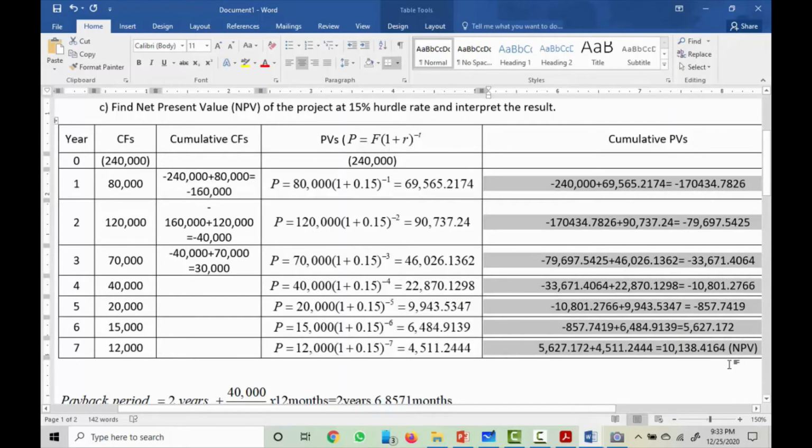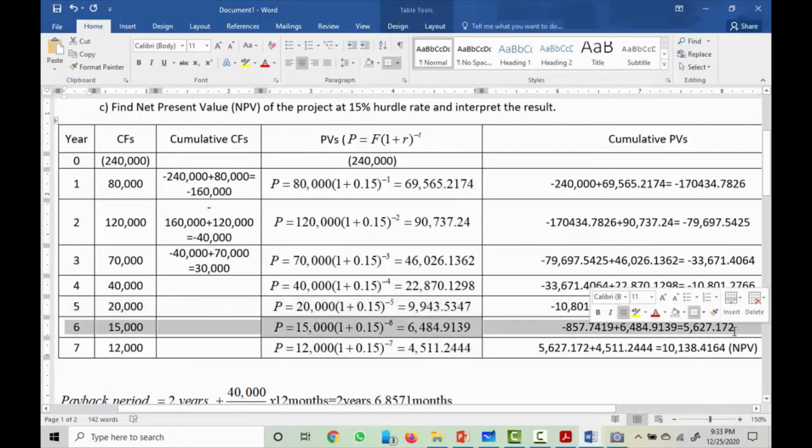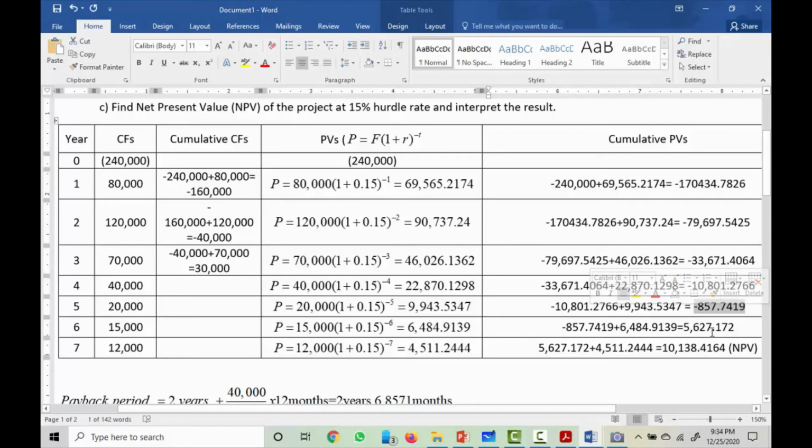After we have calculated cumulative present values, what we can see is that after year 5 we are in short of 857. This is minus 857, so we are in short of 857 taka to get the discounted payback. But after year 6 we are in a surplus of 5,627. We don't need the surplus. We just need 857 taka present value more to get the discounted payback.